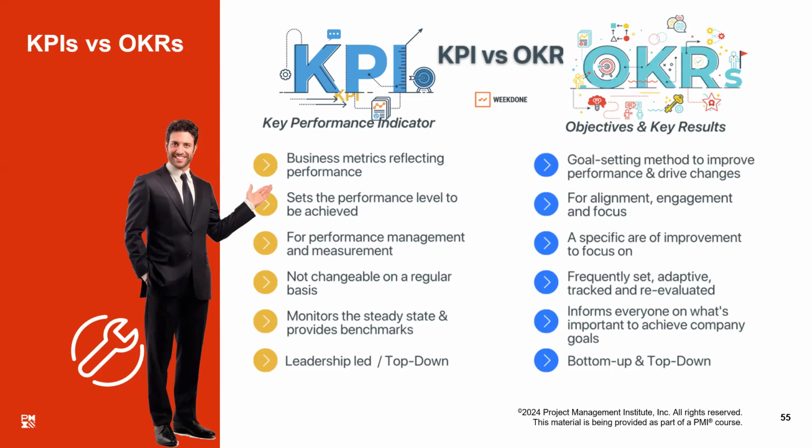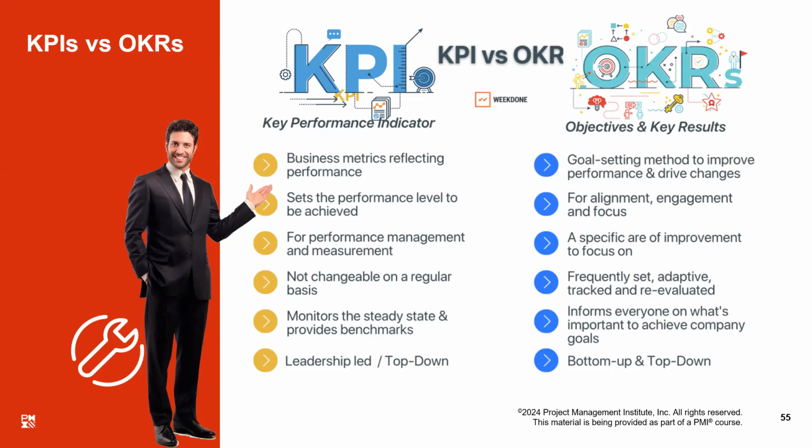KPIs monitor the steady state and provide the benchmarks. So this is just a kind of an observation. Whereas OKRs are informative. They inform everyone of what's important to achieve the company's goal, meaning it is aligning everyone with the organizational strategy all the time. Everyone is hooked into the organizational strategy, the vision, the mission, the objective. And so we are properly hooked into the system. Whereas the KPI was just a monitoring mechanism.